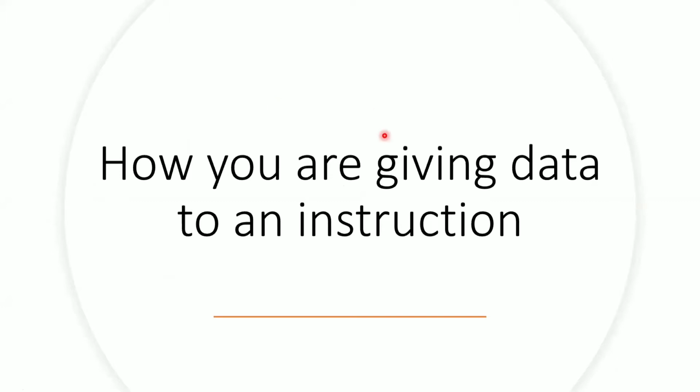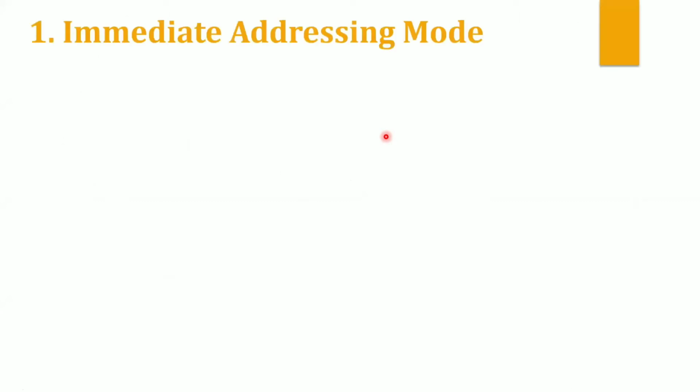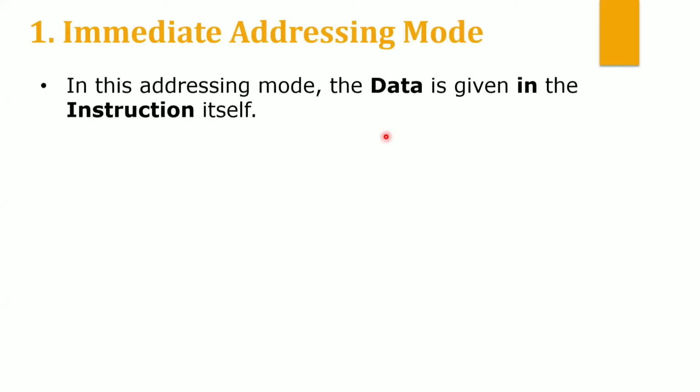So we have 5 different addressing modes. Let's start with the first addressing mode, that is the immediate addressing mode. So what is immediate addressing mode? We are immediately giving the data in an instruction. That means we are giving the data directly to an instruction. That is called your immediate addressing mode.